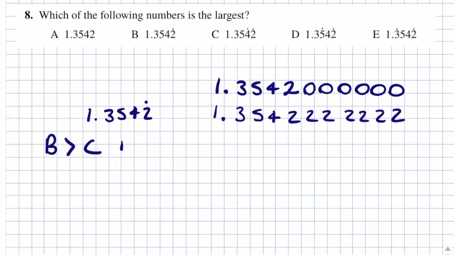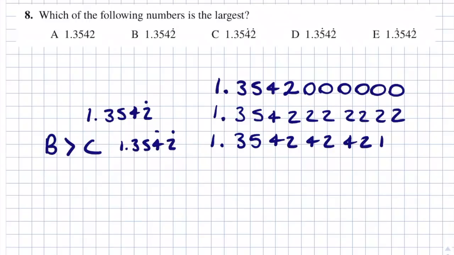So C is 1.3542, where the 4 and the 2 are recurring decimals. So that is basically the same as saying 1.35, 4.2, and then the 4.2 just keeps on recurring. And what you should be able to see is, well, these digits are all the same, but after the 2, the 4.2 that keeps recurring is greater than the 2 that keeps recurring. So here, C is greater than B.